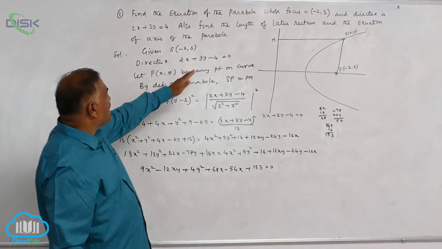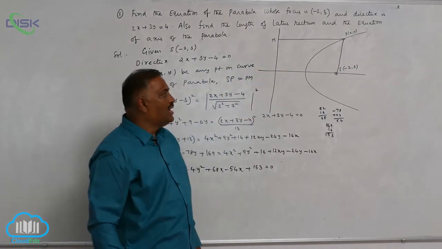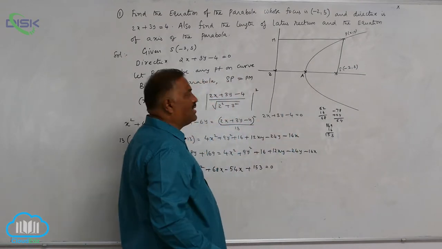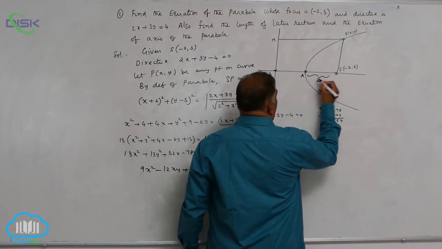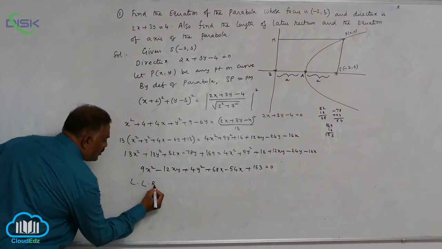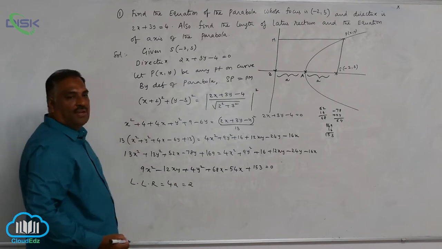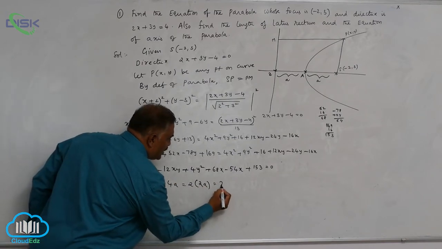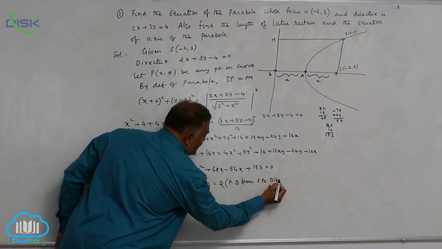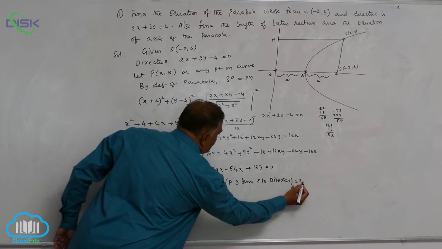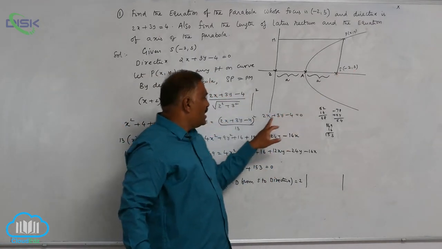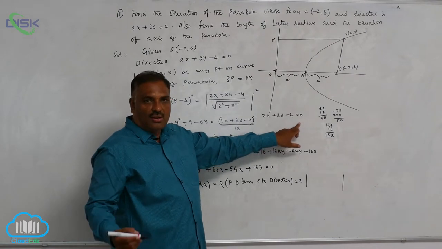Now part of the question is also to find the length of the latus rectum. Now you know that this is going to be the vertex and this is the foot of the directrix. We know that this distance is always a and this is a. Now the length of the latus rectum is equal to 4a, that is 2 into 2 times a, that is 2 into the perpendicular distance from the focus to the directrix. So we will calculate very easily. This is 2 times the perpendicular distance from the focus (-2, 3) to the line 2x + 3y - 4 = 0. Let us calculate.